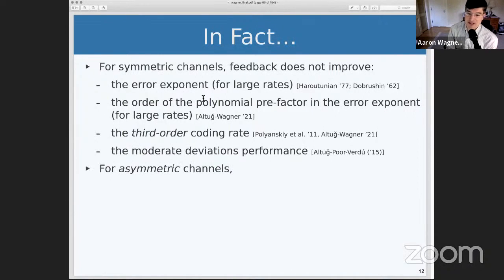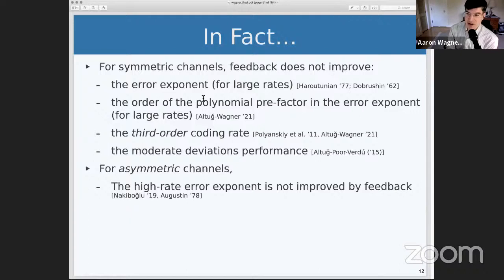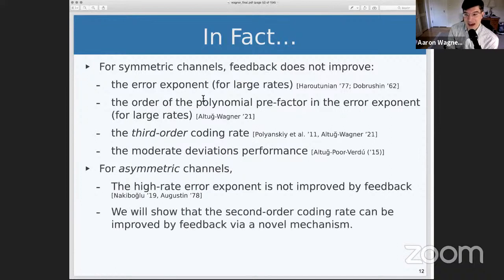For asymmetric channels, as mentioned on Wednesday, the high rate error exponent is not improved by feedback. So this does not look promising at this point, right? But in fact, we will show that the second order coding rate can be improved by feedback for some asymmetric channels, using a mechanism that, at least to my mind, is qualitatively different from the classical one we described on Wednesday. So that's the takeaway of the talk.